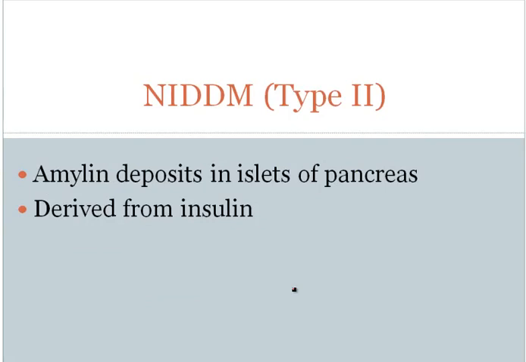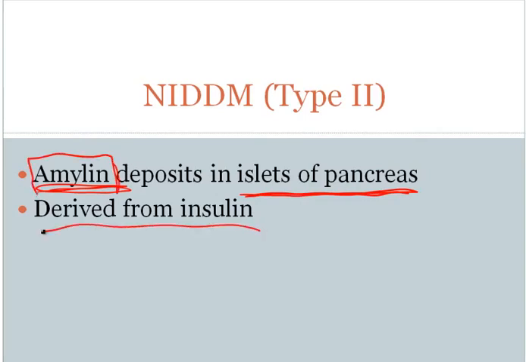And that resistance to insulin initially results in the pancreas putting out excess insulin until eventually the pancreas burns out. A consequence of the production of that excess insulin is the production of a byproduct of insulin, which is called amylin, and amylin deposits in the islets of the pancreas. So the classic histologic finding in type 2 diabetes is deposition of amyloid within the islets of the pancreas, and that amyloid is called amylin, which is again derived from insulin.